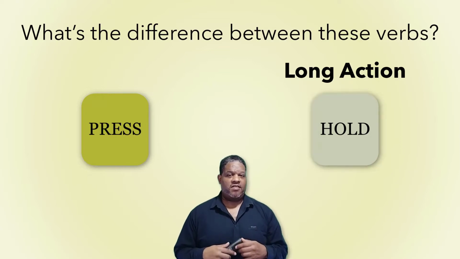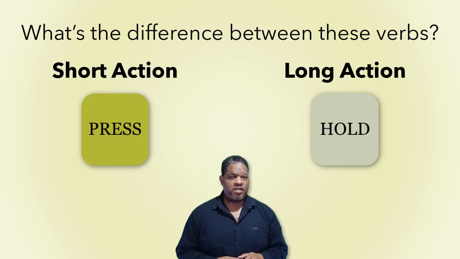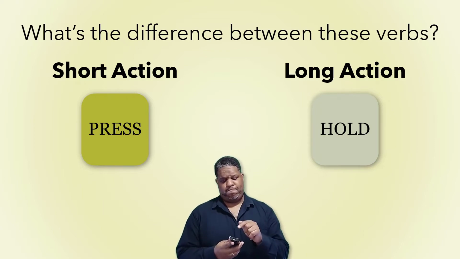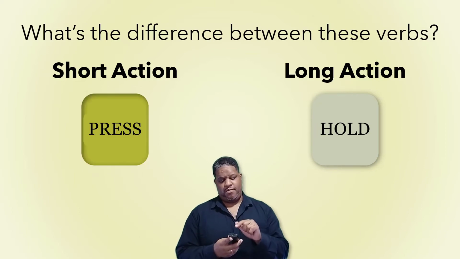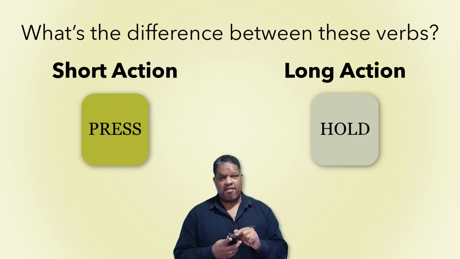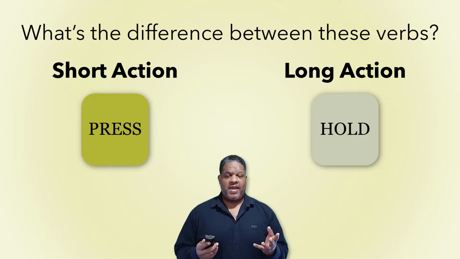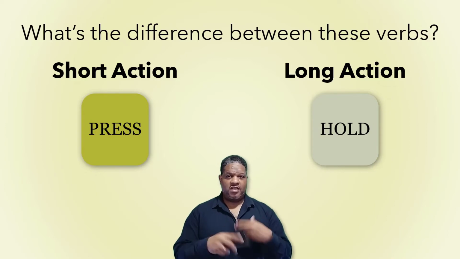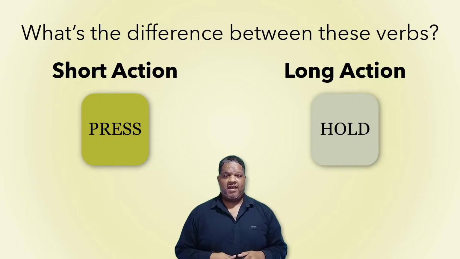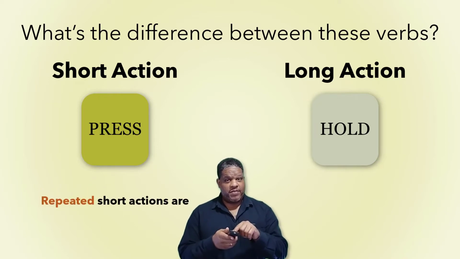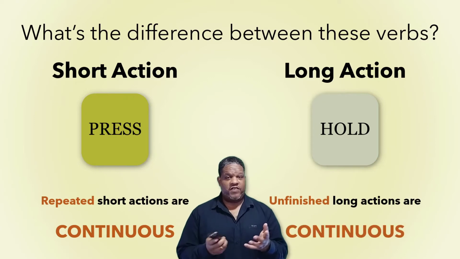Now, next question, how can we take this short action, push, and make it continuous? That's right. What am I doing? I'm pushing the button. To make a short action continuous, we have to repeat it. To make a long action continuous, we just have to be doing it. It just has to be unfinished.